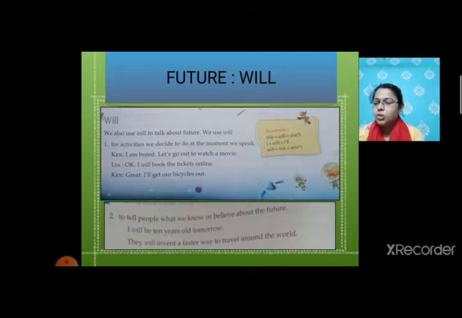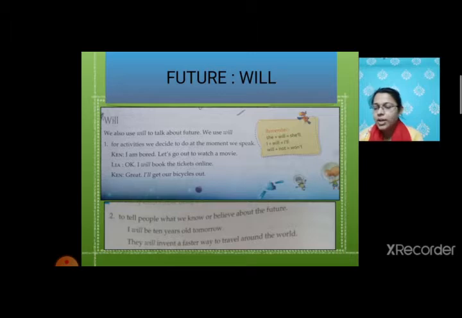Now let's move on to another usage of the word will. We use will to tell people what we know or believe about the future. One example given here is, I will be 10 years old tomorrow. That means you know that you will be 10 years old tomorrow. So you don't have to write I am going to be 10 years old tomorrow. You will write I will be 10 years old tomorrow. So make sure that you understand the difference between the usage of going to and will. When you know or believe that something is going to happen in the future, then you have to use will.